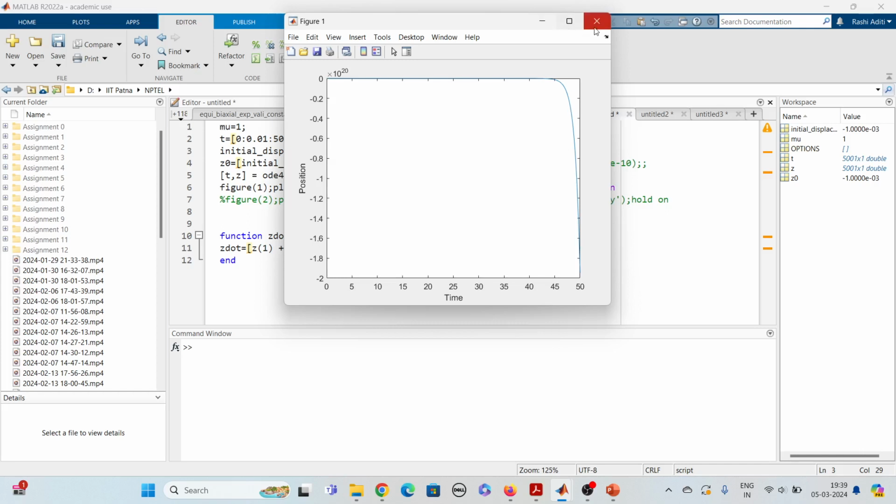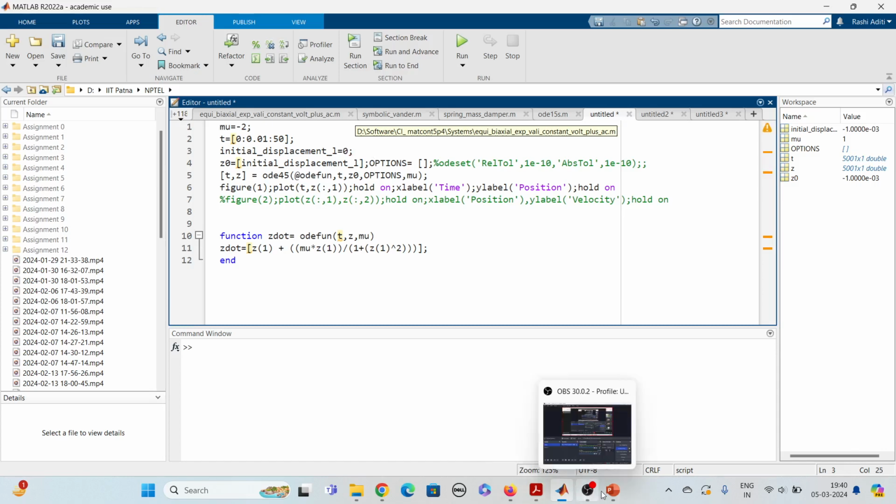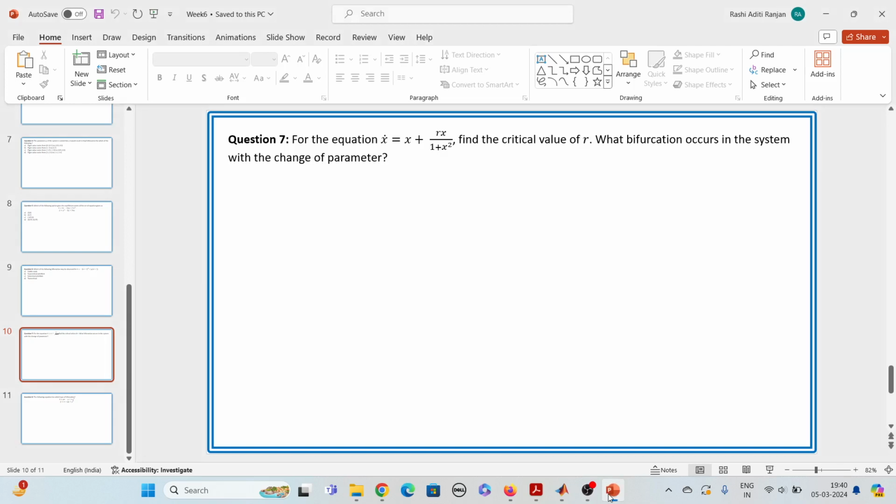Okay, now my limiting value was minus 1, so let us assume a value of minus 2 and see how the system behaves. First, I'll again take 0, 0. Now I know that for r equal to minus 2 in this equation, I'm going to have three fixed points. One is x equals 0, and the other two are plus minus the square root of minus 1 plus r. Maybe I'll just write it here. It would be better.